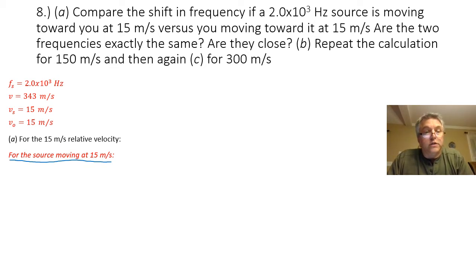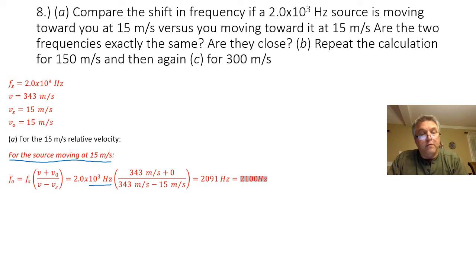If the source is moving toward the observer at 15 meters per second, note it is going to have a positive velocity because it's moving toward the observer. So when I plug everything into my formula, I have my frequency here, I have the speed of the sound wave. My observer in this case is stationary, and it is the source that is moving at positive 15 meters per second. When I do that out, I will get 2091 hertz, which would round to 2100 hertz to two significant figures.